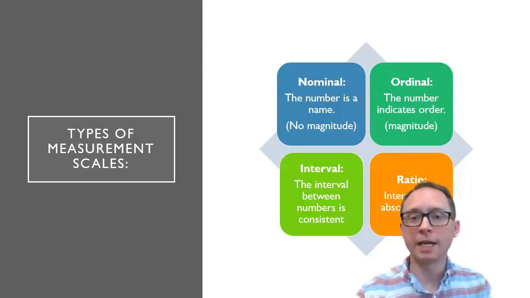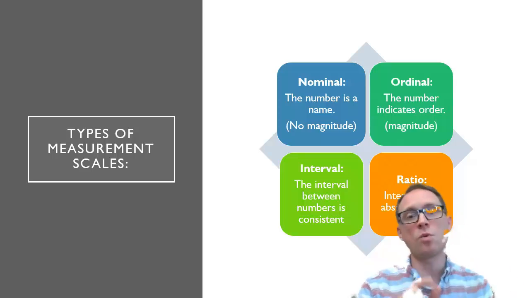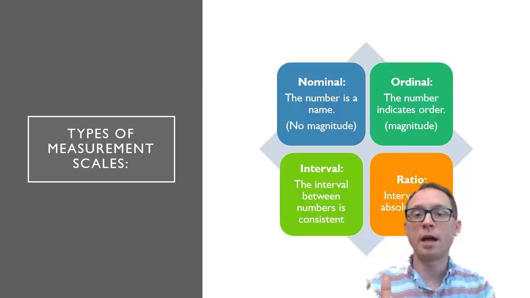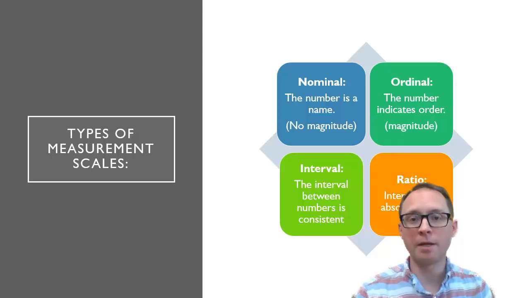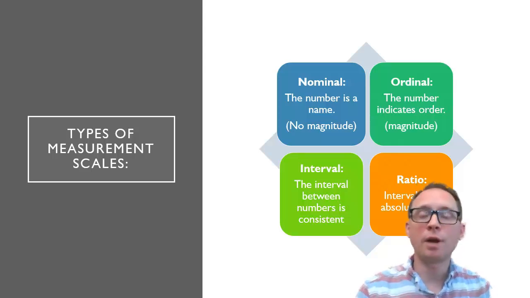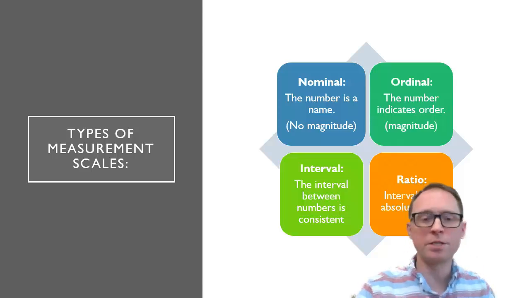When you have interval data, that means that the intervals between each number are equal. So the interval between a 9 and an 8 is the same as the interval between a 3 and a 4. Okay, all the intervals are the same. Now, what we don't have in interval data is a 0. So ratio means that not only are the intervals the same and that the higher numbers mean more, but 0 means 0 of the amount. Let's go through some examples of this and I'll show you what I mean.